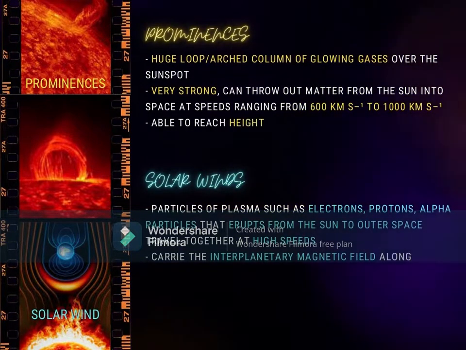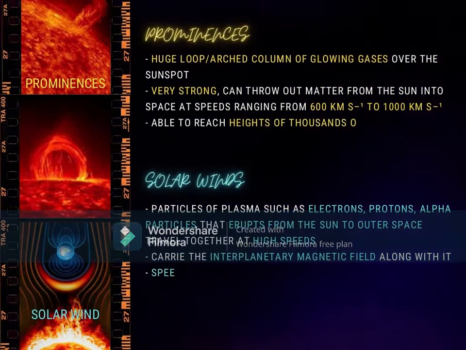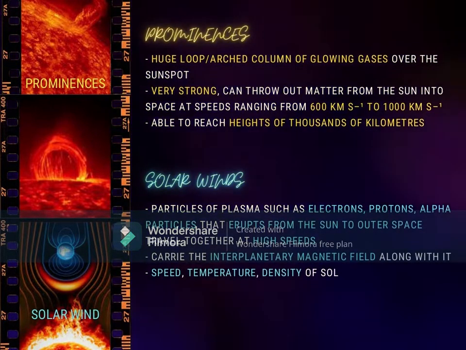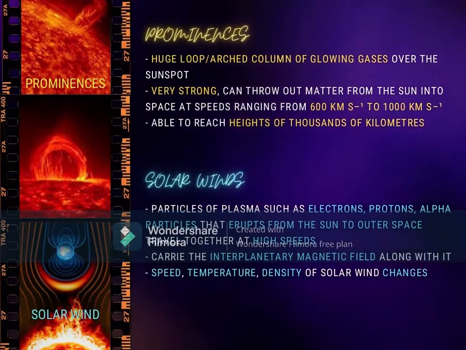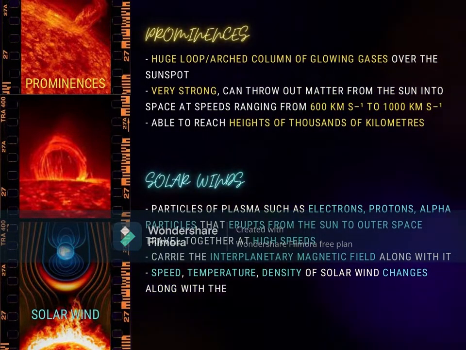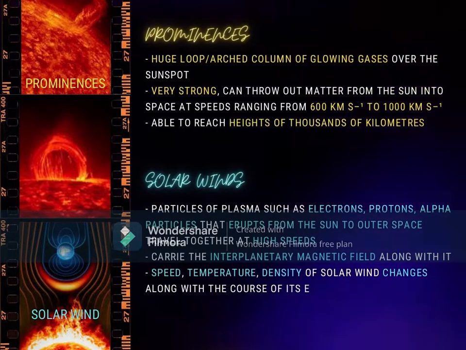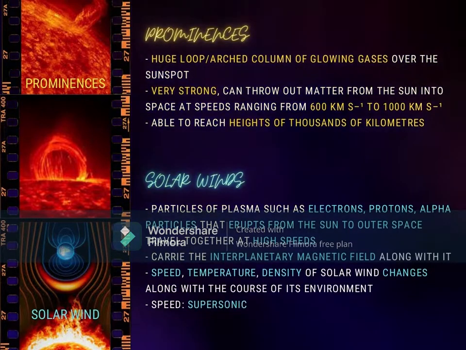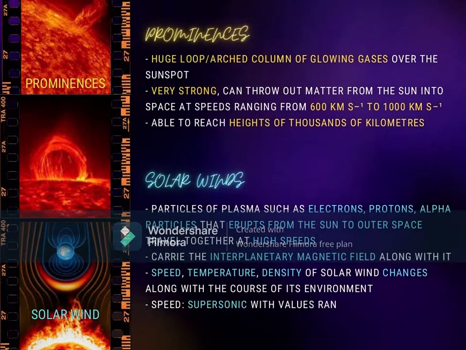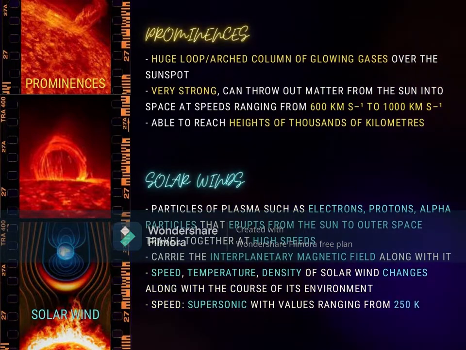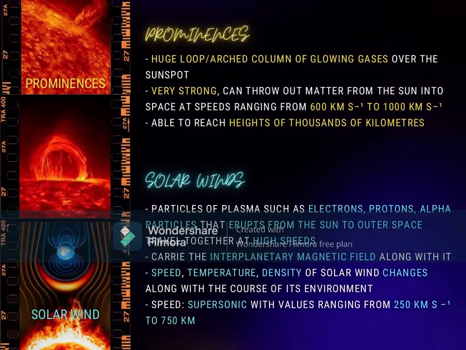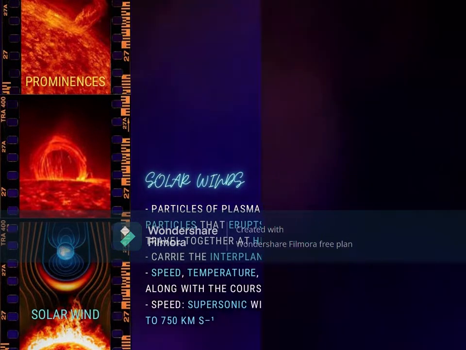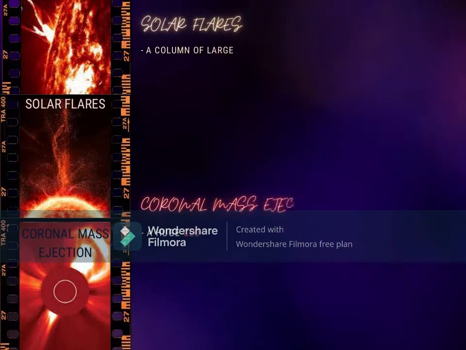Third is solar wind. Solar wind is particles in plasma such as electrons, protons, and alpha particles that erupt from the sun to outer space, traveling together at high speed. The solar wind also carries the interplanetary magnetic field along with it. The speed of solar wind is supersonic, with values ranging from 215 km per second to 715 km per second. However, the speed, temperature, and density of the solar wind change along the course of its movement.